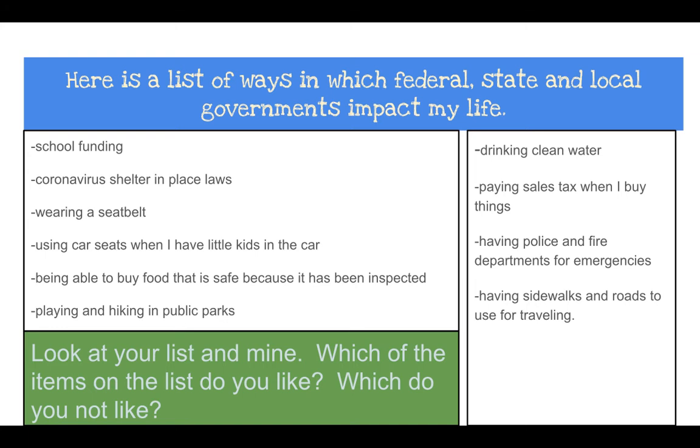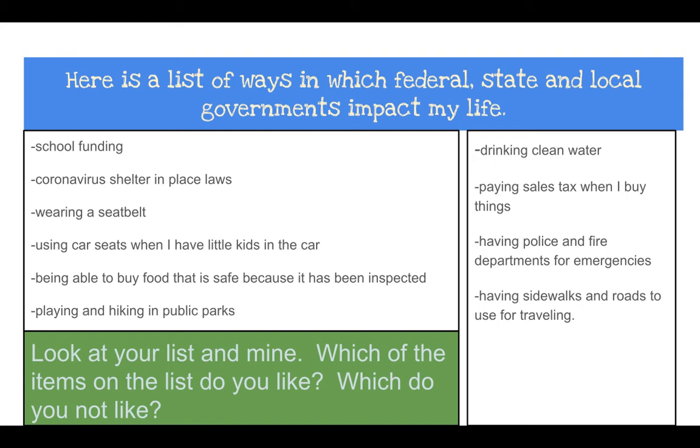So here's a list I came up with of ways in which the federal, state, and local governments impact my life. School funding comes from the government. These coronavirus shelter-in-place laws came from our state government. There are laws about wearing seatbelts and using car seats when you have little kids in the car. One thing that comes from our government is being able to buy food that's safe because it's been inspected. Another thing is our ability to play and hike in public parks.